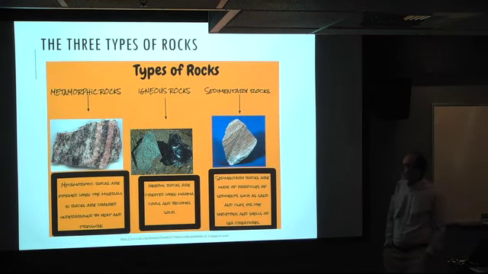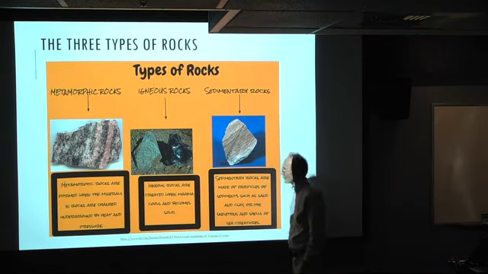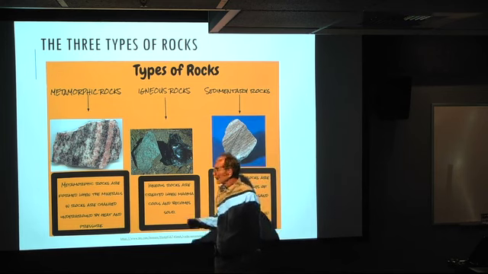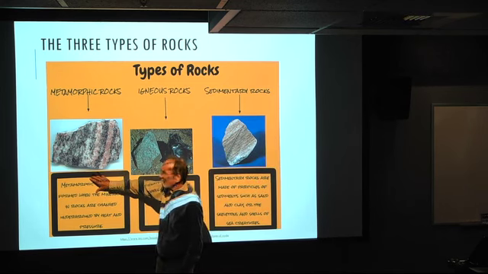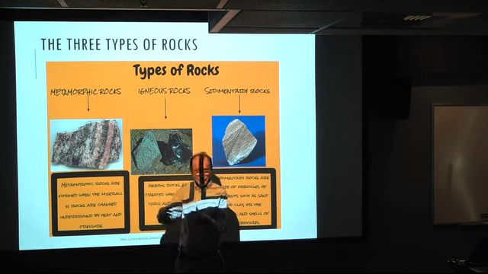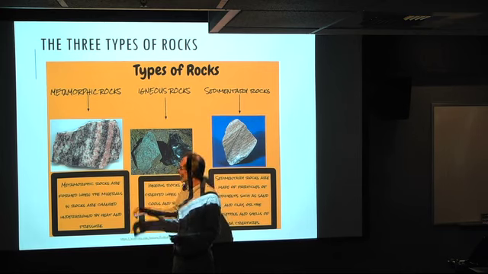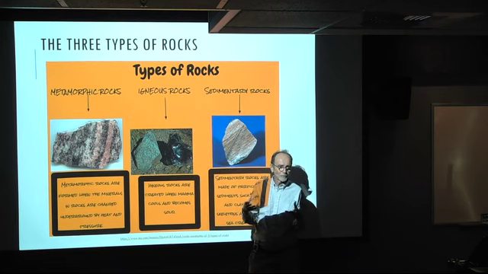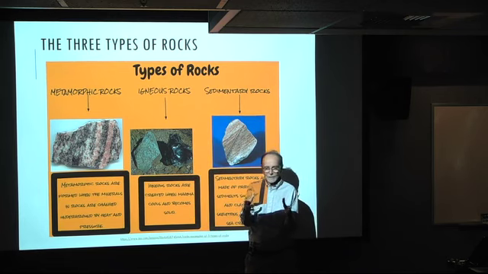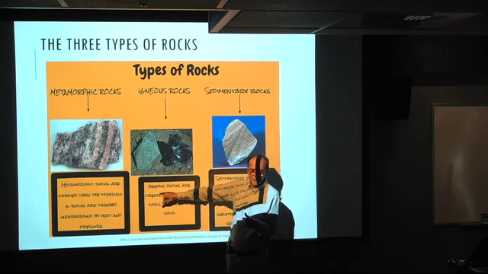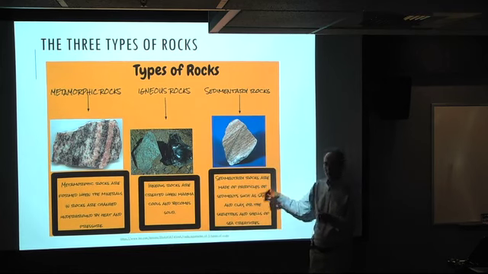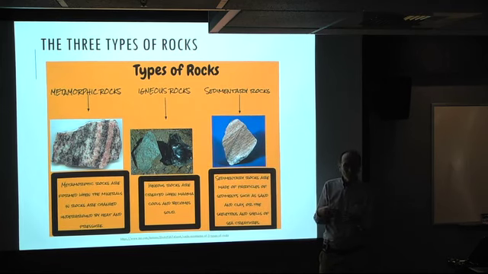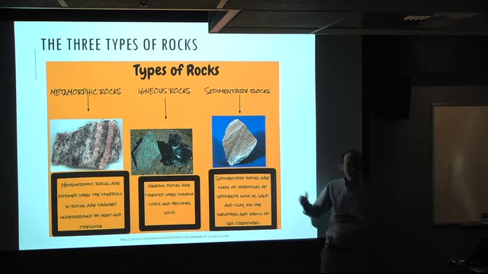Okay, now we talked about this last time, the three major types of rocks, and we're going to look at this a little bit more detail today. Metamorphic rocks are any other rock that's been recrystallized through pressure and temperature. Igneous rocks are any rocks that were formed from molten fluid. So if you melt a rock and crystallize it, it's officially an igneous rock.